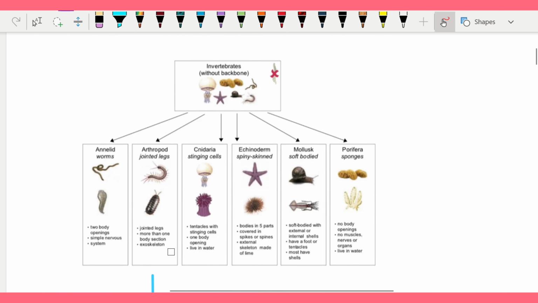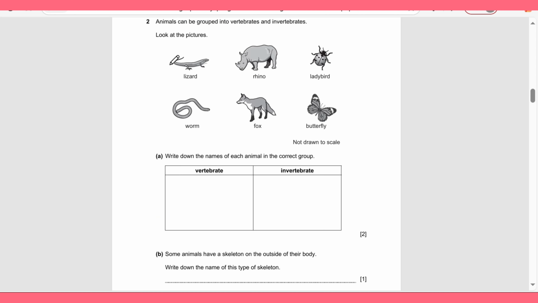Alright, let's move on. Well, number 2, again, B. Some animals have a skeleton on the outside of their body. Write down the name of this type of skeleton.